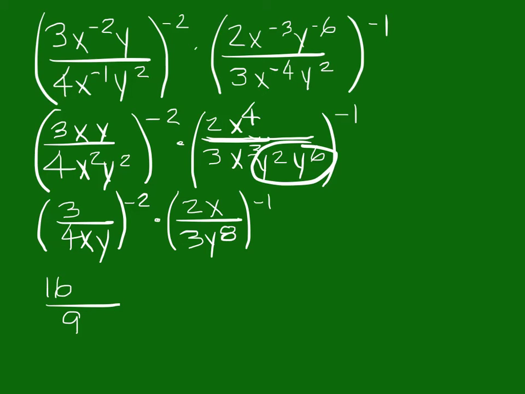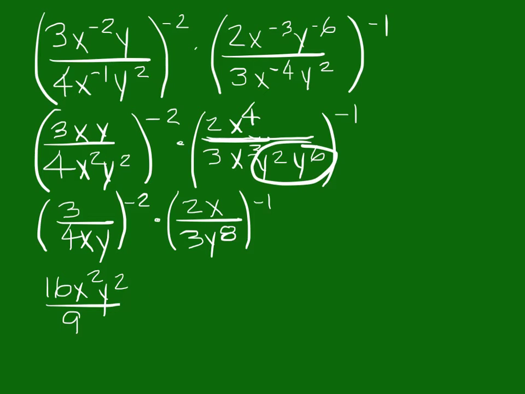It must trade spots. X to the negative 2 on the bottom, that would make x to the second on the top. And the same for the y. It would be y to the second on the top. This negative exponent forces the result here to go to the top and become a positive exponent.